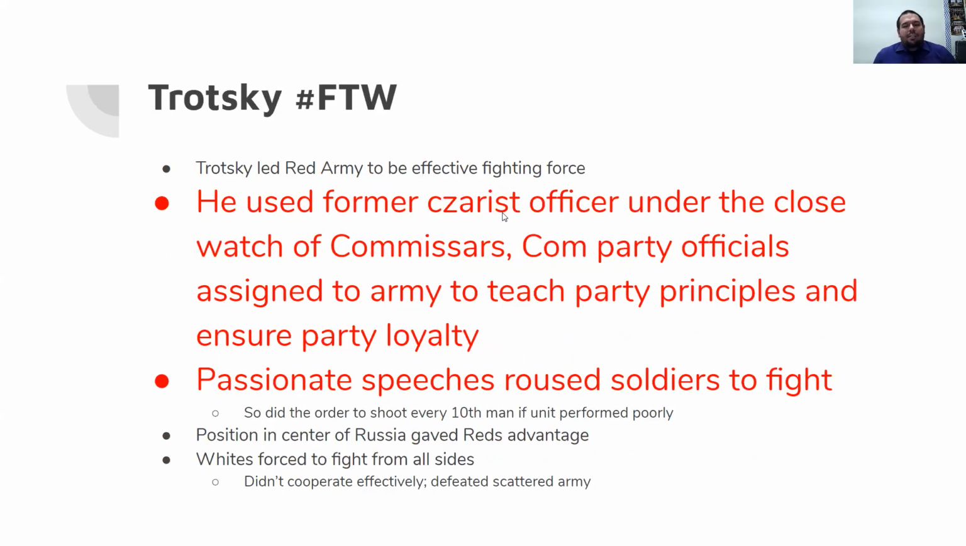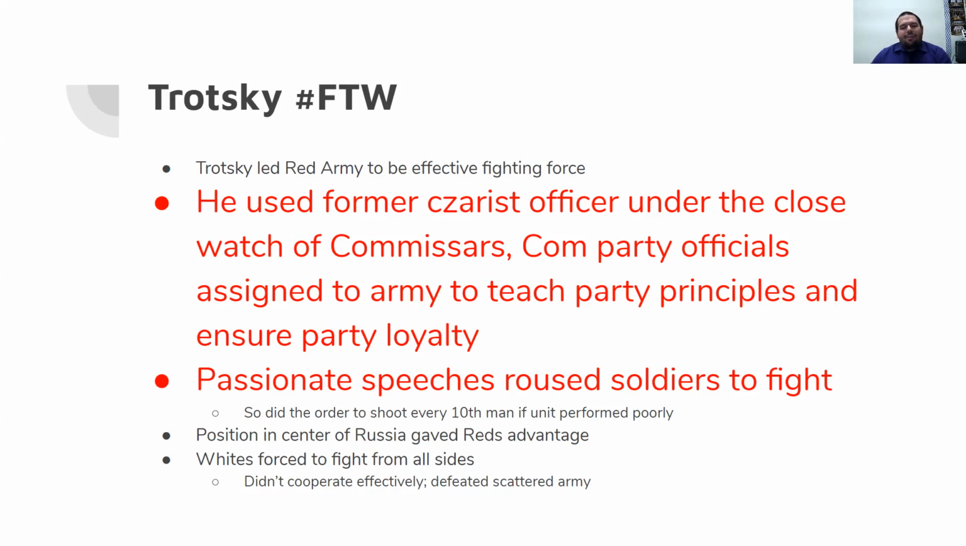So Trotsky, for the win. Trotsky is going to lead the Red Army. He's going to be Lenin's right-hand man and build an effective fighting force. He used the former Tsarist officers under the close watch of commissars, where Communist Party officials were assigned to the army to teach party principles and ensure party loyalty. Loyalty, loyalty, loyalty. He gave passionate speeches and roused soldiers to fight. Also, the order of shooting every 10th man if your military unit underperformed. So that's another incentive to battle well and fight.